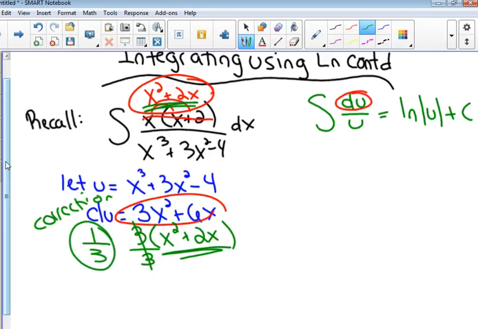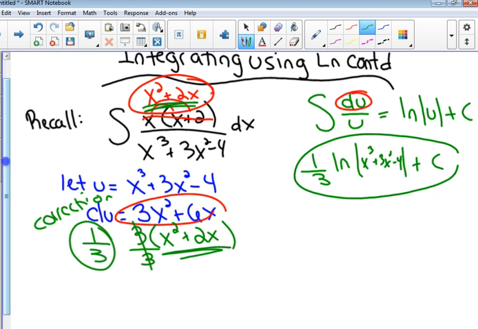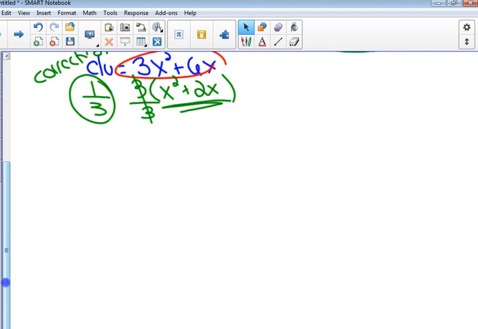So when we go to actually solve this, we have our 1/3 out in front, ln of the absolute value of whatever you let u be, the x cubed plus 3x squared minus 4, and then plus c. I wanted to show you this one yesterday, we just didn't get time, which would have helped you with number 13 if you were stuck with your homework. So that's the main idea from yesterday, that everything worked out nicely just by doing a correction. Now today, what you're going to see is a little bit different.